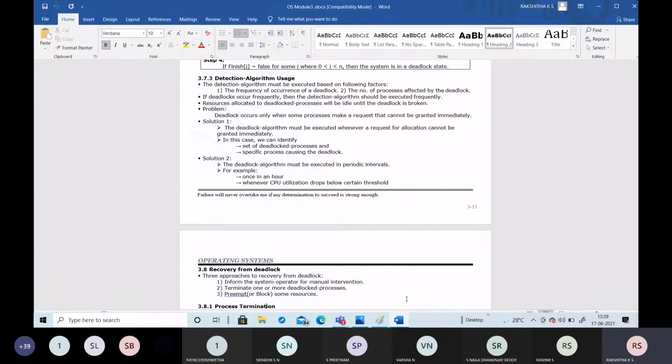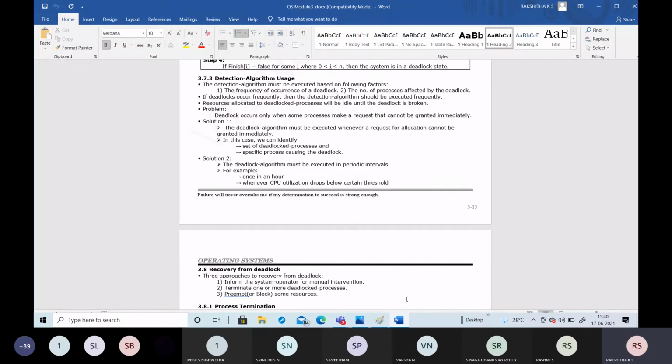Deadlock occurs only when some process makes a request that cannot be granted immediately. For example, if P1 is a process requesting the resource R1, and that request is not granted immediately, then obviously the deadlock situation is going to happen. What is the solution in that case, if the resource is not given immediately? One solution is to go through the deadlock detection algorithm. By using this deadlock detection algorithm, you can detect the deadlock.